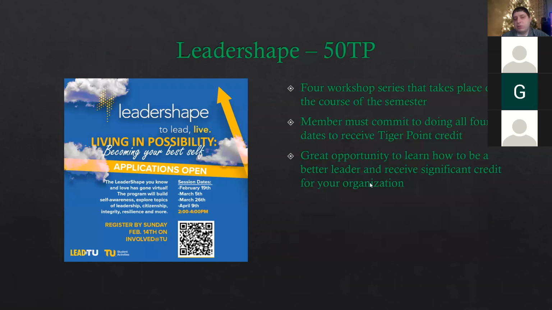And then I mentioned this earlier, for the leadership program this semester, you can receive 50 Tiger points. Potentially, you could receive a lot more if more than 1 member completes it. But it is a 4 workshop series, and you must go to all 4 to receive the 50 points. So you have to be able to commit to these 4 dates at the time listed, 2 to 4. But this is a really good opportunity.